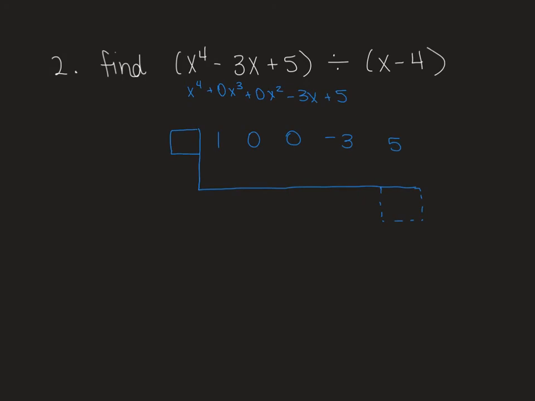So if you forget these zeros, these little guys in here, your problem will be wrong. So make sure that you always have these columns, and this also is true for long division. You always need the columns for missing terms.